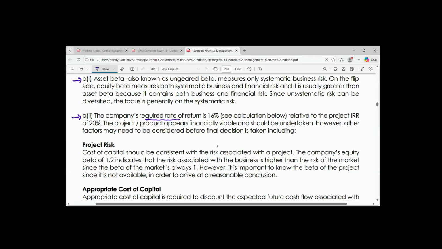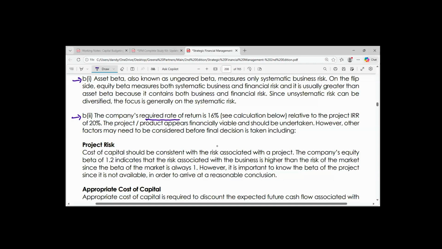So that is the basis of this recommendation here. However, other factors may need to be considered before the final decision is taken, because our decision is based on the capital asset pricing model. The capital asset pricing model has some criticisms, which make it very susceptible.